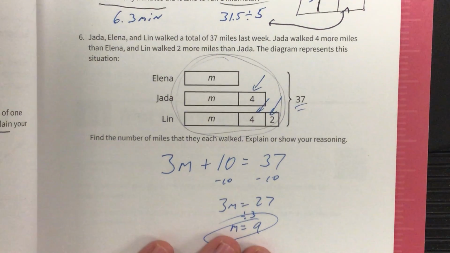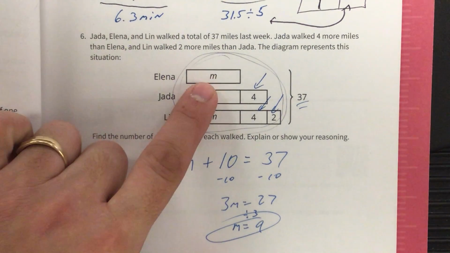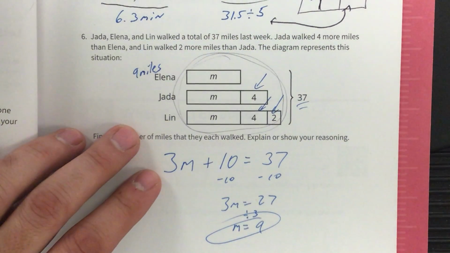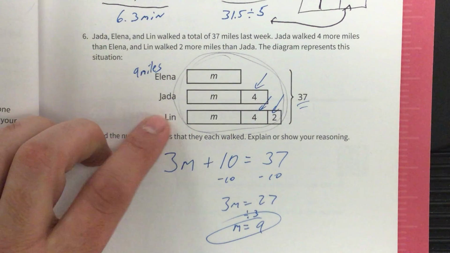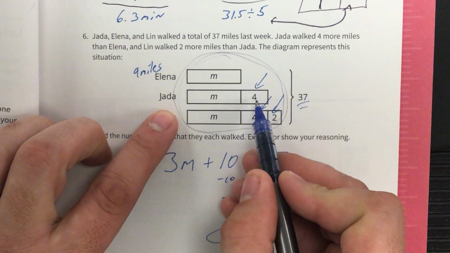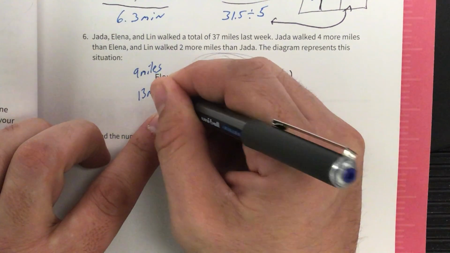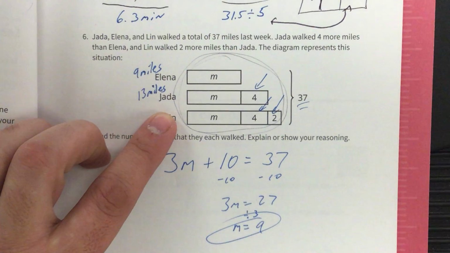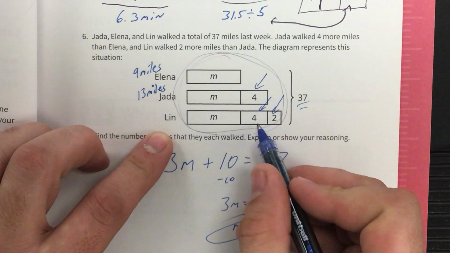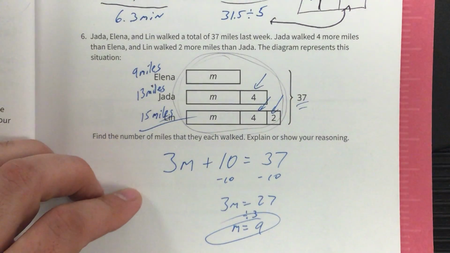Now I should be able to write down how far they all went. Jackson, how far did Elena go? Elena went M, 9 miles. Jada, how far did Jada go? M plus 4, 13. Dakota, how far did Lynn go? 15. 9 plus 4 plus 2. Very good.